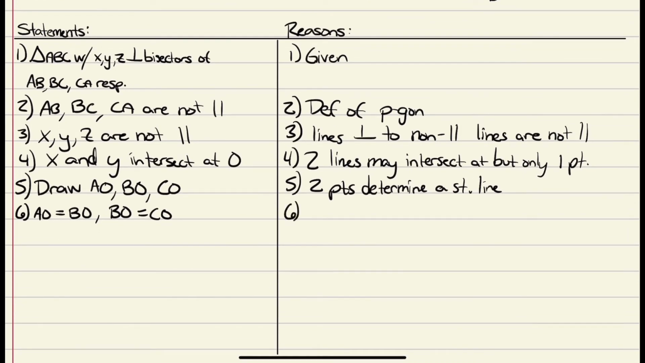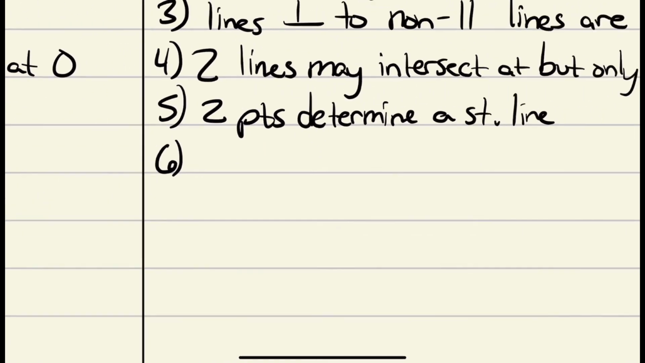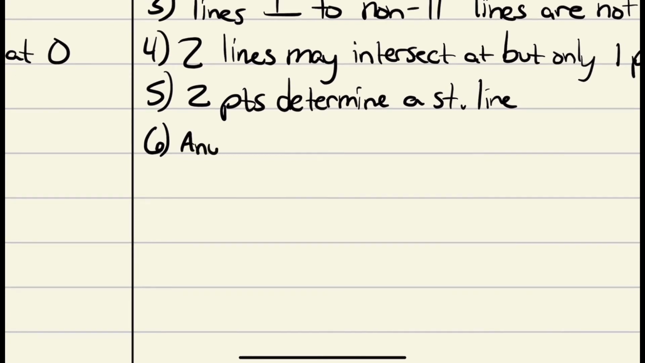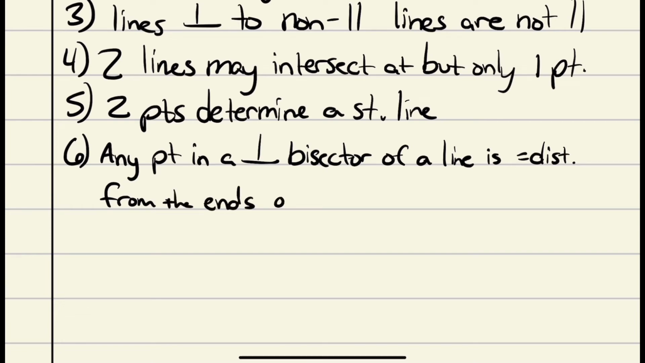So I can say that AO equals BO and BO equals CO, because any point in a perpendicular bisector of a line is equidistant from the ends of that line.